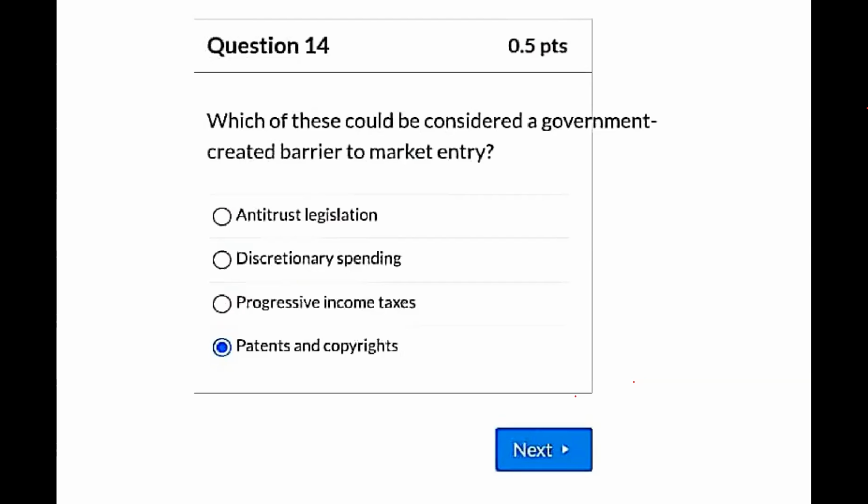Antitrust legislation. Okay, what is progressive income tax? We don't know. What is discretionary spending?